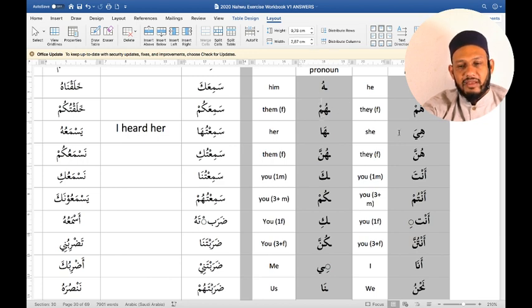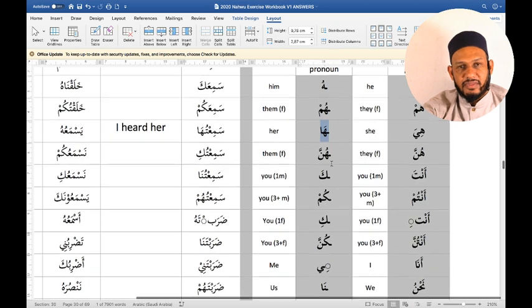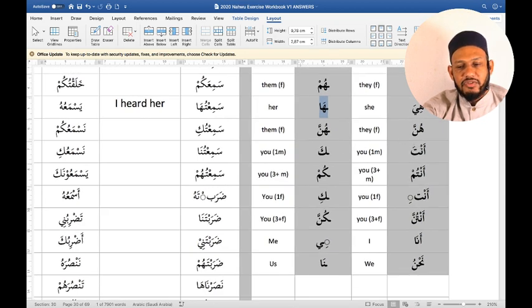That's easy. The attached version of hiya is ha. The attached version of hunna stays the same, hunna. The attached version of anta is ka. So if you see ka in a sentence, it actually means anta. The attached version of antum is kum, like assalamu alaykum. You with me? Kum actually means antum, all of you.